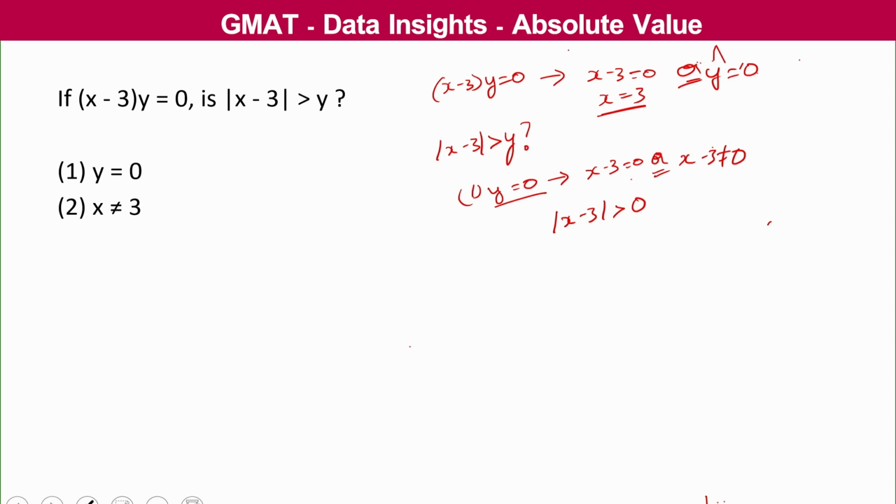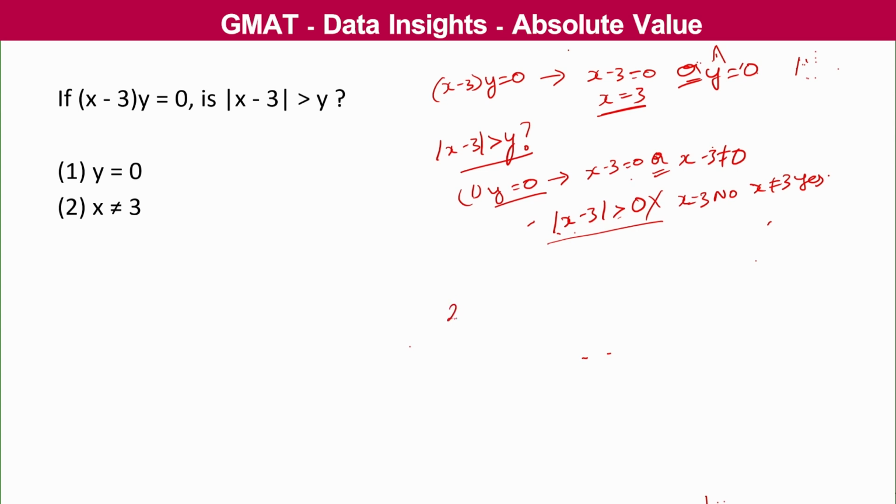This inequality sign does not have greater than or equal to, it only has greater than. So you cannot say for sure if mod of x minus 3 is greater than 0, because in the case that x is 3, it's a no. In the case that x is not equal to 3, then it's a yes. So either way there's ambiguity. You cannot answer the question of whether mod of x minus 3 is greater than y or not.